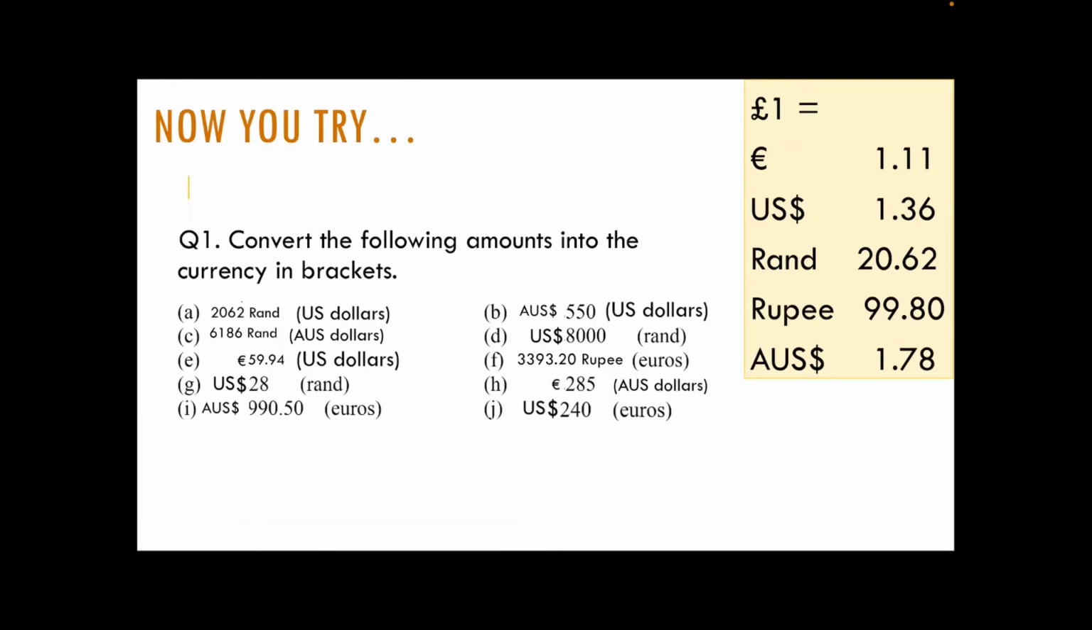Well done for sticking with those examples today. Hopefully that's explained how to convert between two different currencies. What I would like you to do is attempt question 1 first of all, and you are changing each of the amounts into the currency that's in the brackets. So for example A, you are starting in Rand and we are converting to US dollars. So for that one we are going to divide by the Rand, multiply by US dollars. You've got 10 examples there to try. Try as many of them as you can.